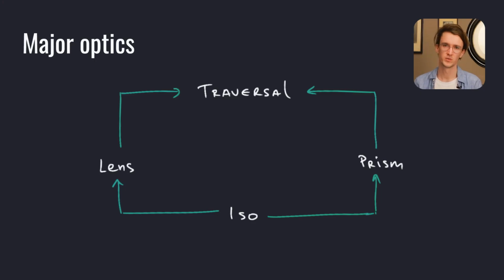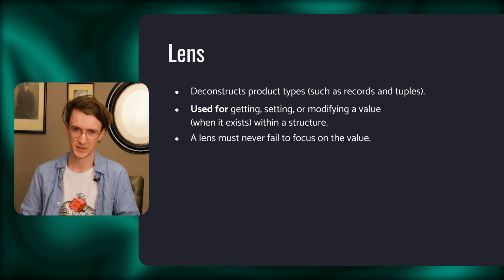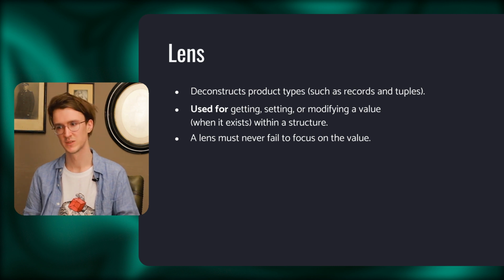We are going to review four major optics: lens, prism, iso, and traversal. Lens. It deconstructs product types, such as records and tuples. It's used for getting, setting, or modifying a value when you know that it exists within a structure. A lens must never fail to focus on the value.